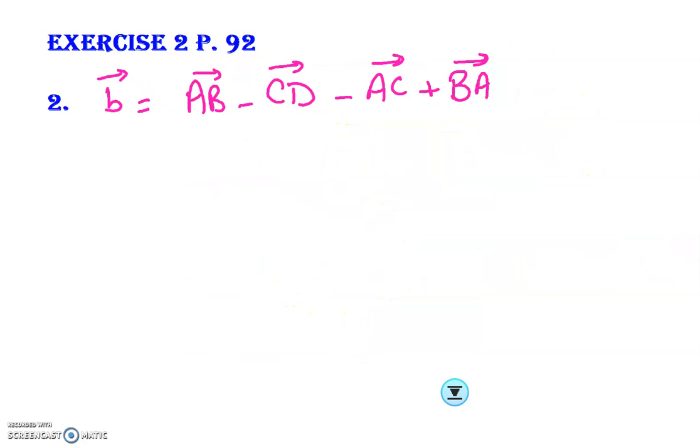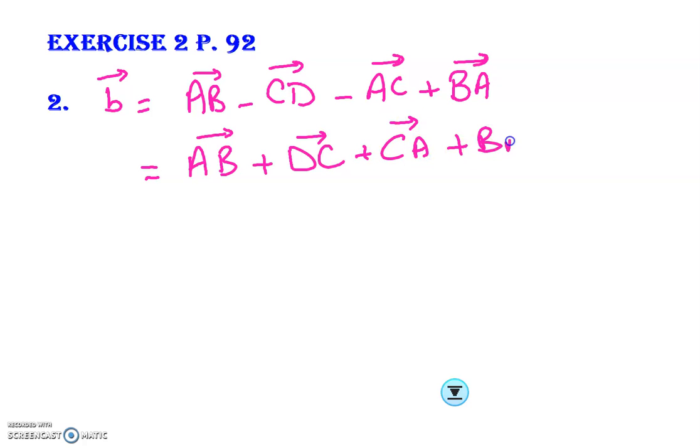Part B, we have AB minus CD minus AC plus BA. So, similarly, first we start by changing all the minuses into pluses. So, plus DC plus CA plus BA. Then, we look at the ones where the ending point of the first is the starting point of the second. So, here we have, for example, AB and BA together, and we have DC with CA.